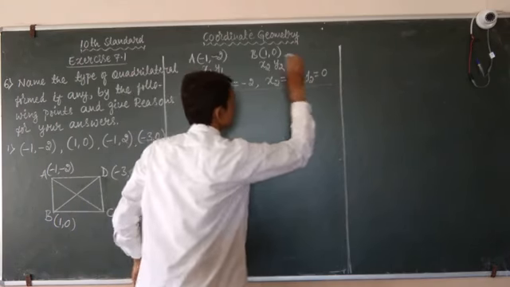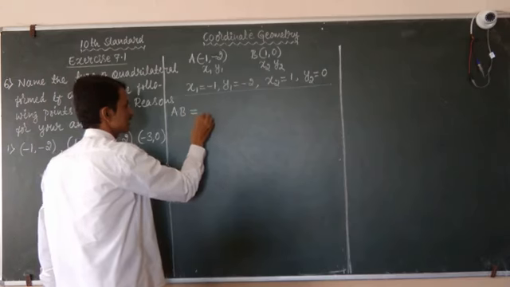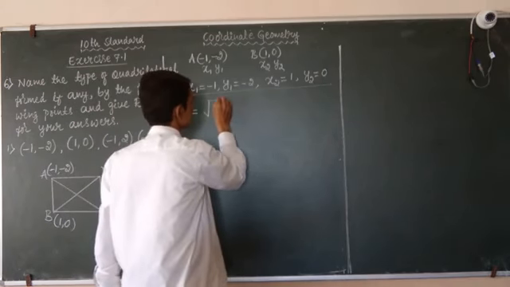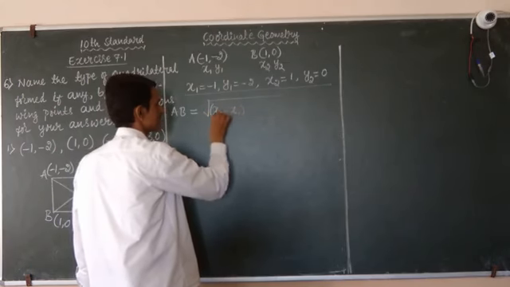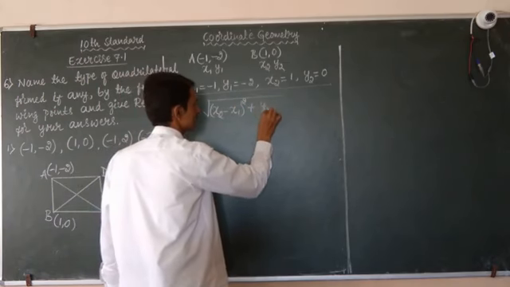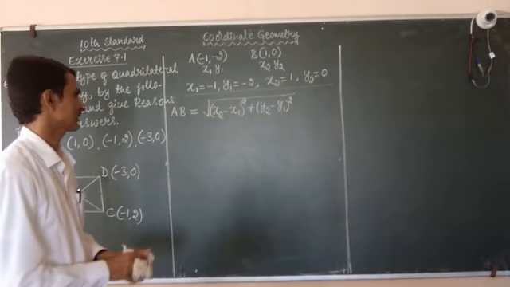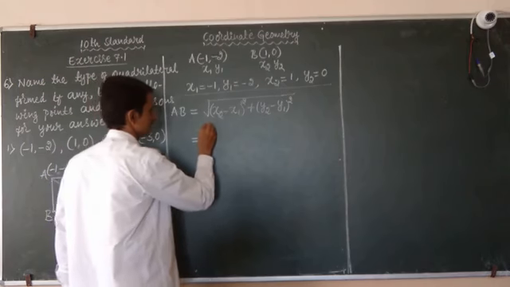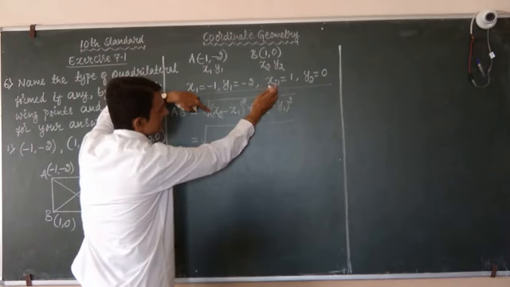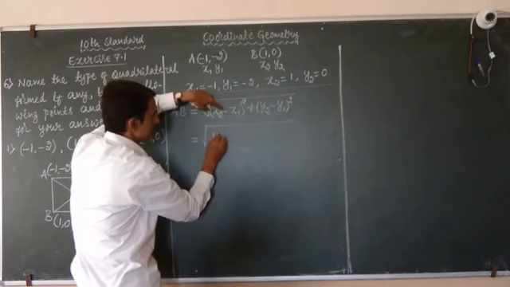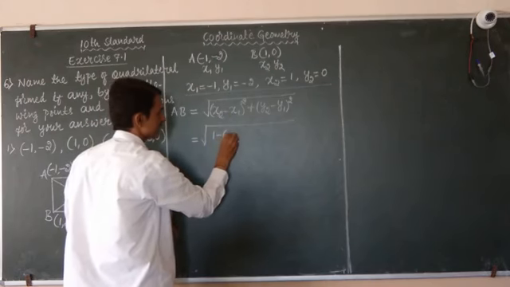Now, what is the distance formula? Yes, length AB equals root of (x2 minus x1) whole square plus (y2 minus y1) whole square. Now we will substitute the values. When you substitute, you should be clear about the sign. The value of x2 is 1, and in the formula we have a minus sign. So 1 minus x1, which is again minus 1, therefore (1 minus of minus 1) whole square.